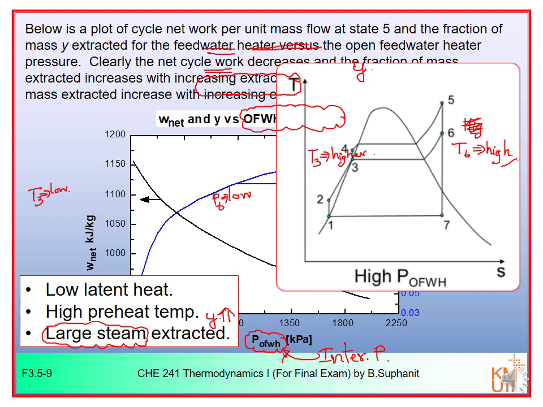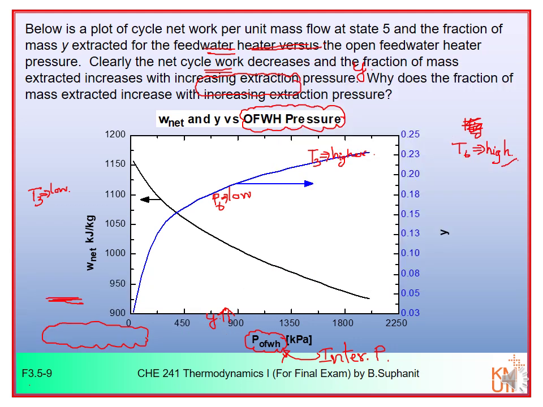And at this high pressure condition, you find out from your steam table that the latent heat is also low. With low latent heat and a high preheat temperature required, it means you need more steam to be extracted at number 6. So you can see that as you increase the POFWH, you have to extract more steam.